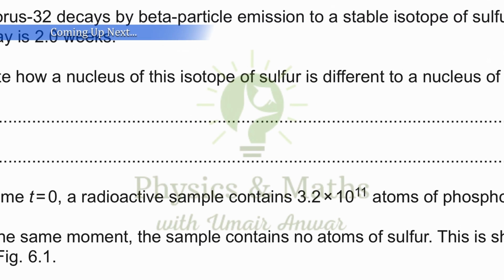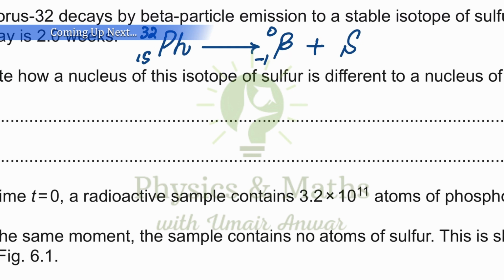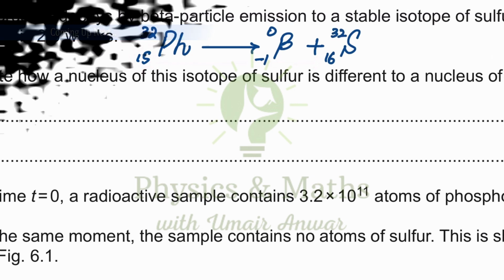Now phosphorus 32 means we have the proton number of 15 and the mass number of 32. And when this would emit a beta particle, beta has a charge number of -1 and mass number of 0. Since its mass is negligible and it has a negative charge, a new element sulfur would be formed. Now, as in all beta decays, the proton number would raise by 1. So it would become 16 and the mass number would remain the same. So it would be 32.